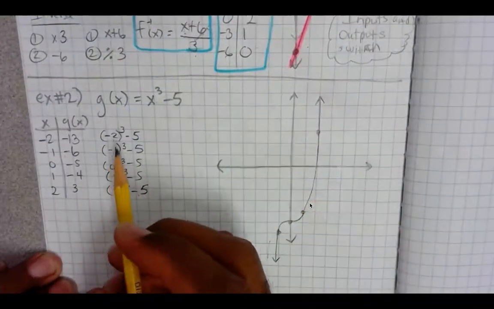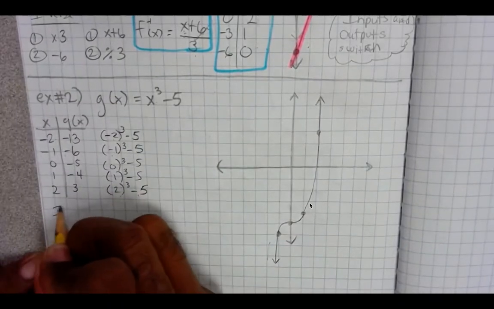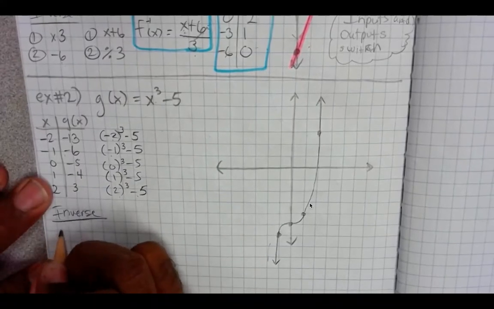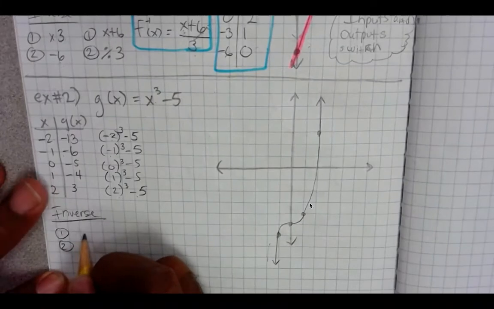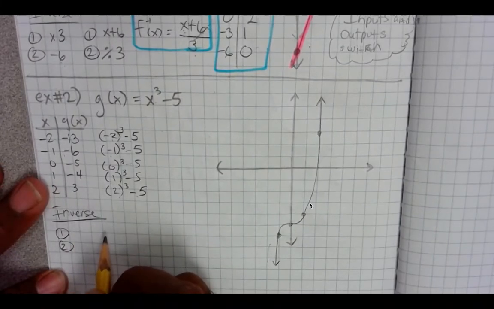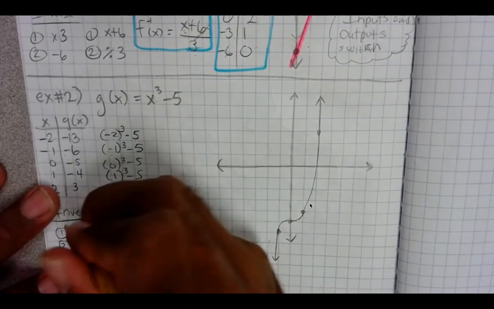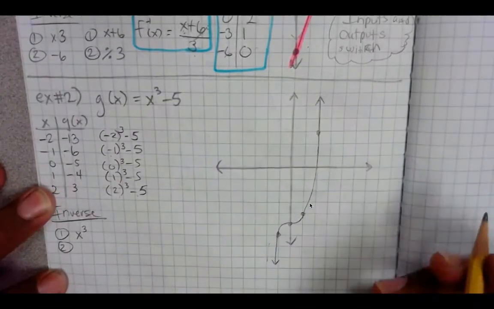Now let's look at the inverse. First let's create the inverse. Again, think about PEMDAS. What's the first operation? When I ask that question, I'm just talking about that function. What's the first operation for that function? Exponents, which is cubed. Then what's next?